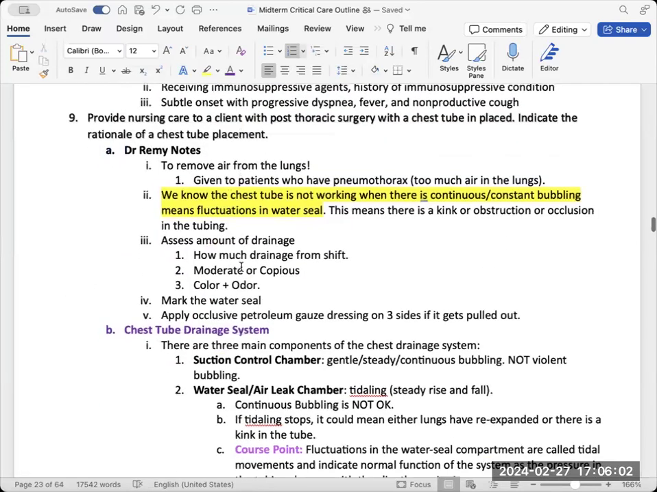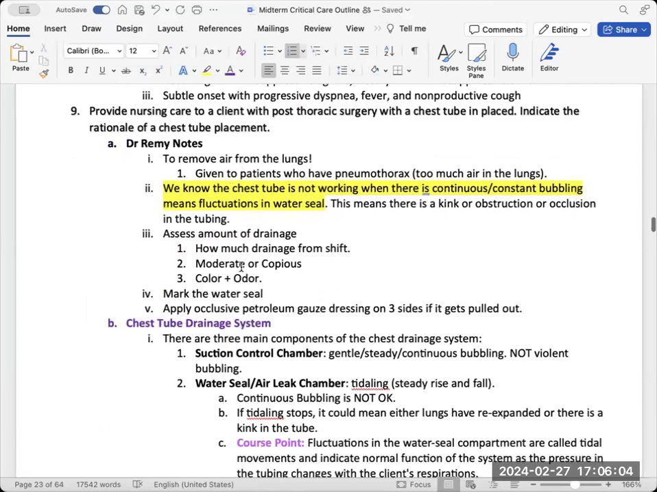Okay. The next question is to provide nursing care to a client post-thoracic surgery with a chest tube in place. Indicate the rationale of the chest tube. Now, there are two things that Dr. Remy said. One, to remove air from the lungs. That's why we do it. The second thing is that we know the chest tube's not working when there's continuous or constant bubbling or fluctuations in the water seal chamber.